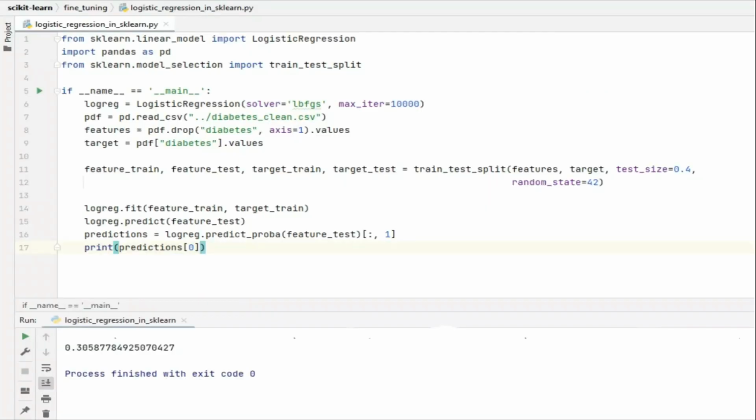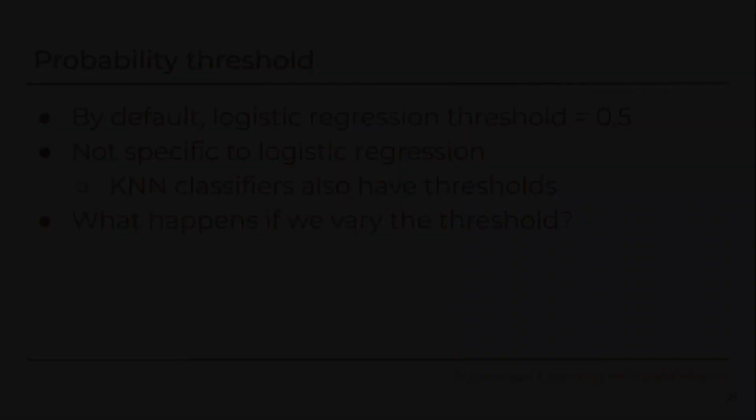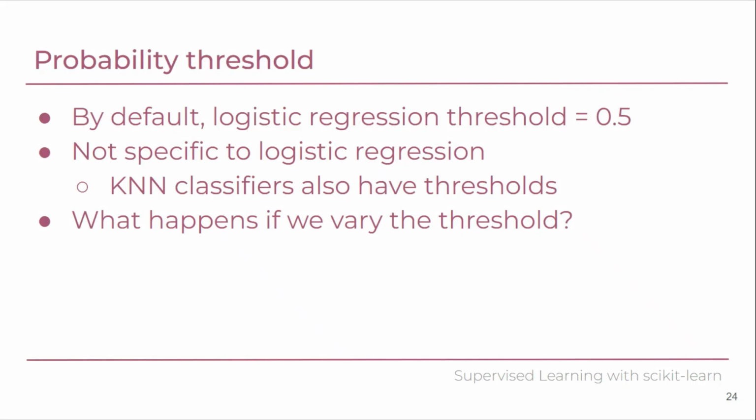Using logistic regression in scikit-learn follows the same approach as used for other models. We first import LogisticRegression from sklearn.linear_model. Next we instantiate the classifier, split our data, fit the model on our training data, and predict on our test set. In this practical we use the diabetes dataset you can download from the link given in description. The default probability threshold for logistic regression in scikit-learn is 0.5. This threshold can also apply to other models such as KNN.